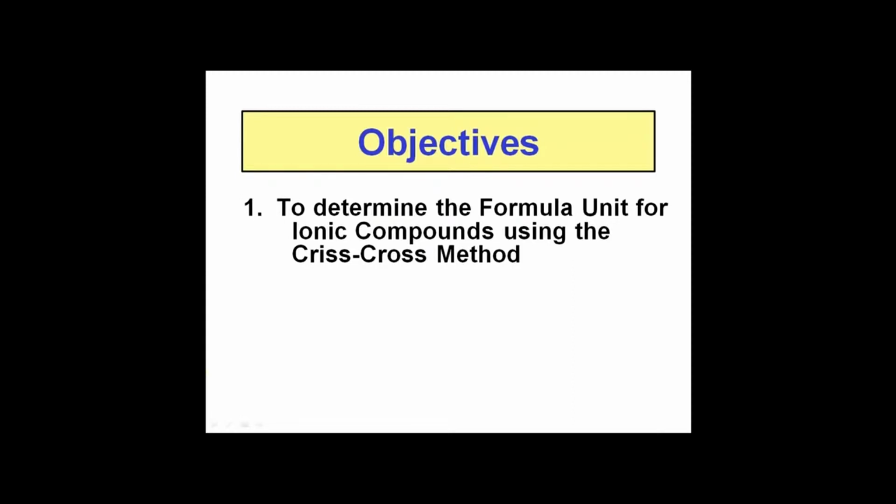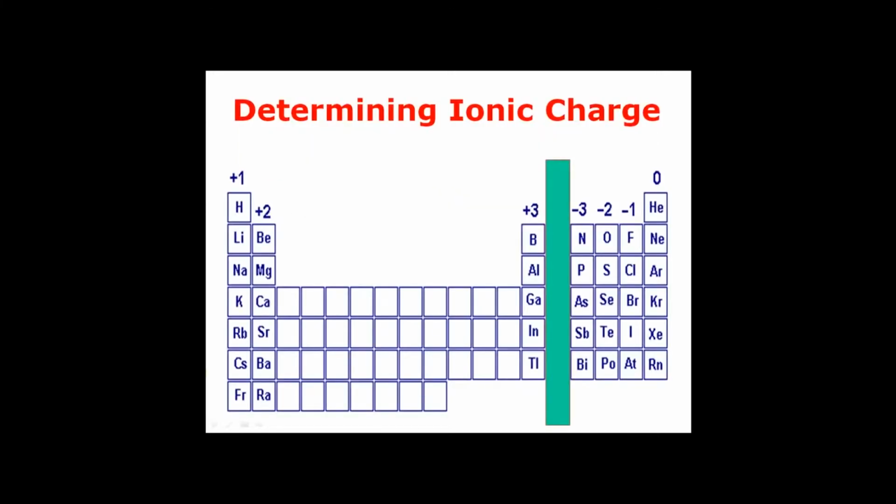On today's video, we'll be determining the formula unit for ionic compounds using the crisscross method. Before we begin, I just want to take a quick look at the valence charges on ionic compounds, and in order to do that, we need to be able to recognize what are the valence charges on our individual atoms and our individual ions. Everything in group 1, as we recall, becomes a +1 ion.